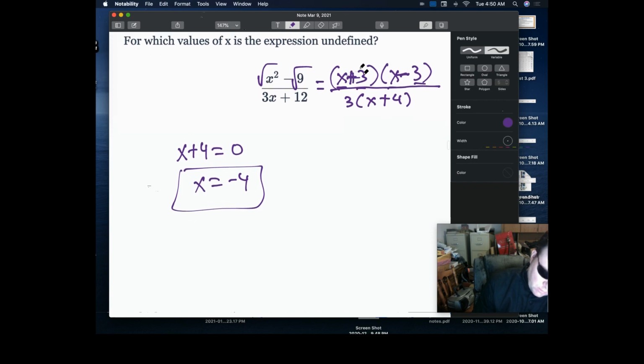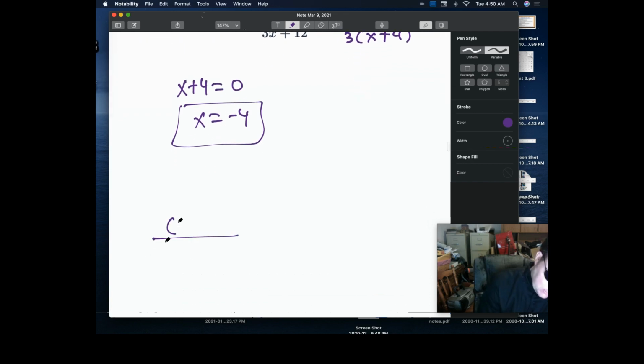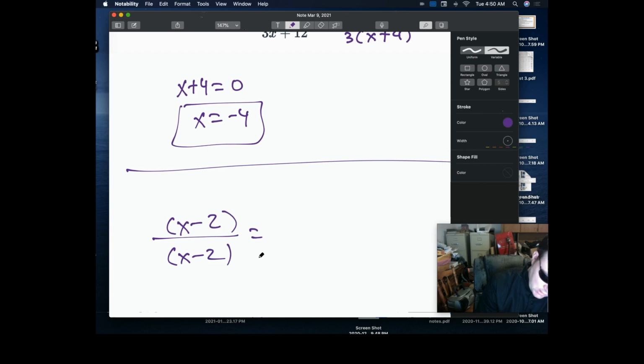Okay, I want to be clear about something. If it divides out, it's indeterminate. So what we're saying is, if you had something like x minus 2 over x minus 2, this is not part of the question, but if you had something like this, right?